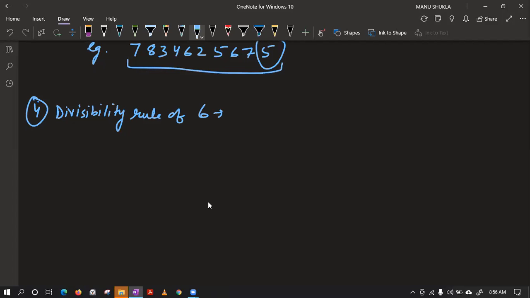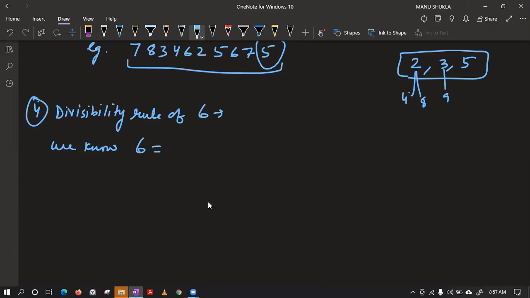Class, we need to understand that till now what we have done is, first we had tried with the prime numbers. 2 was a prime number, 3 was a prime number, 5 was a prime number, and 8, 4 came in this group only, 9 came in this group only. So this time 6 is not a prime number.